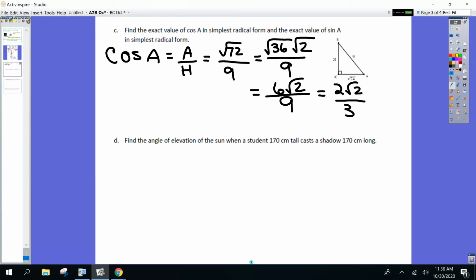And then it said, this one will go quicker. It said, find cosine A, now find sine A.